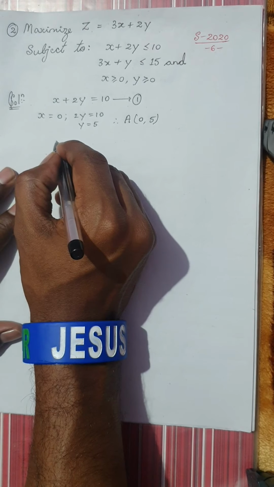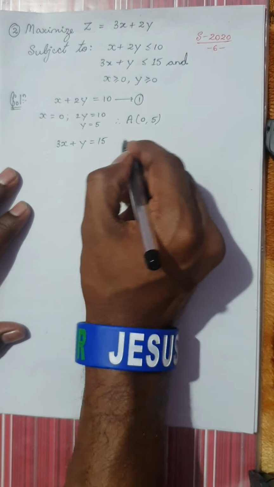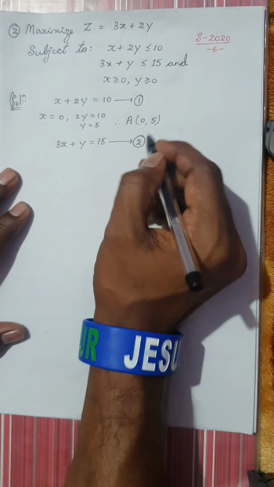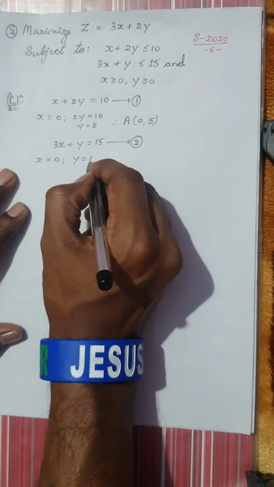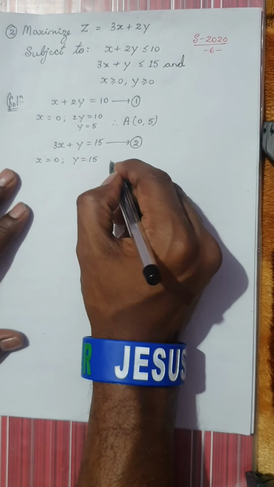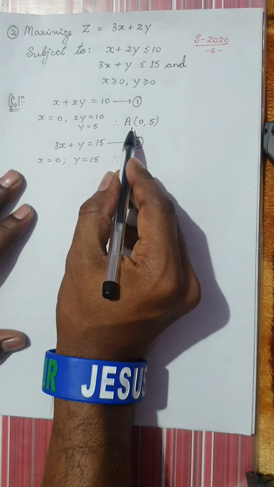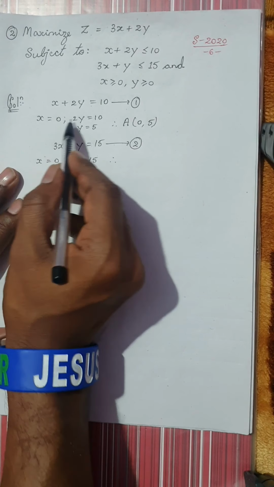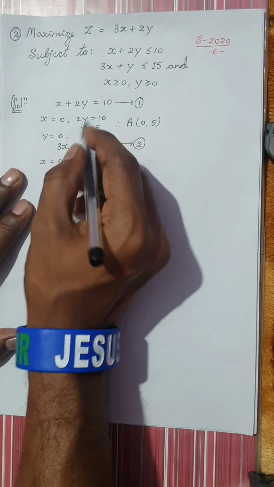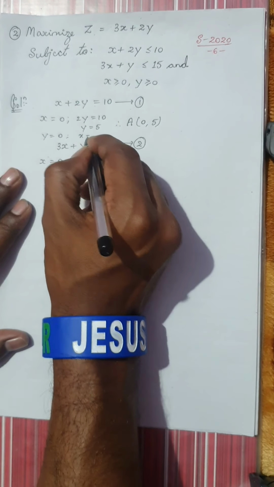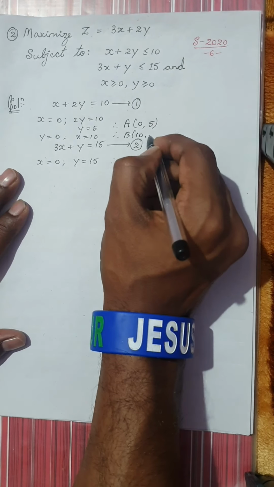Similarly, go to the next one: 3x plus y equals 15. This is equation 2. Now, excuse me students, I just got one point here. When I put x equal to 0 in equation 1, I got y equal to 5. Now put y equal to 0 here, and you will directly get x equal to 10. Therefore point B is 10 comma 0.